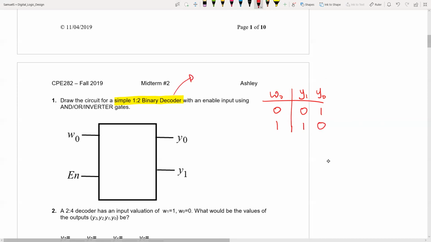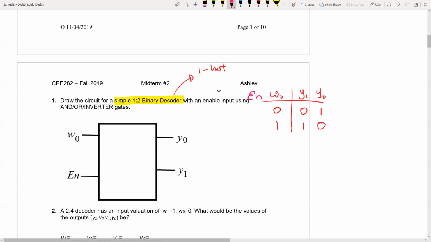So the decoder is one-hot. What that means is in each of these rows, only one output is high at any given time. Now I've reminded myself what a decoder is, and I have a truth table describing the relationship between the inputs and the outputs, so I should be able to easily build this. The only thing is it says that we should also have an enable input. So let's add that real quick.